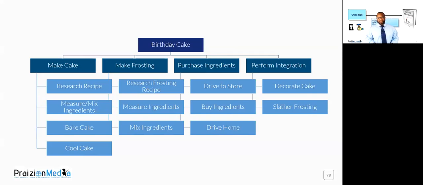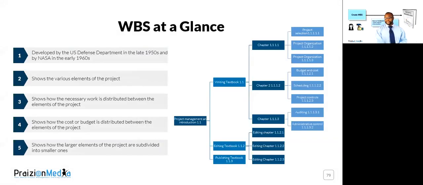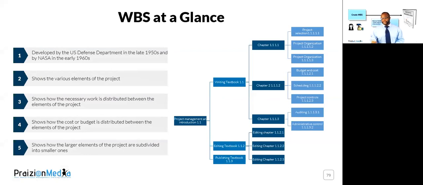So here's a birthday cake. You can break down the project for the birthday cake into make cake, make frosting, purchase ingredients, perform integration. It's a WBS. Very easy WBS. Here's another example of a WBS. As you can see, the same one I showed you previously.